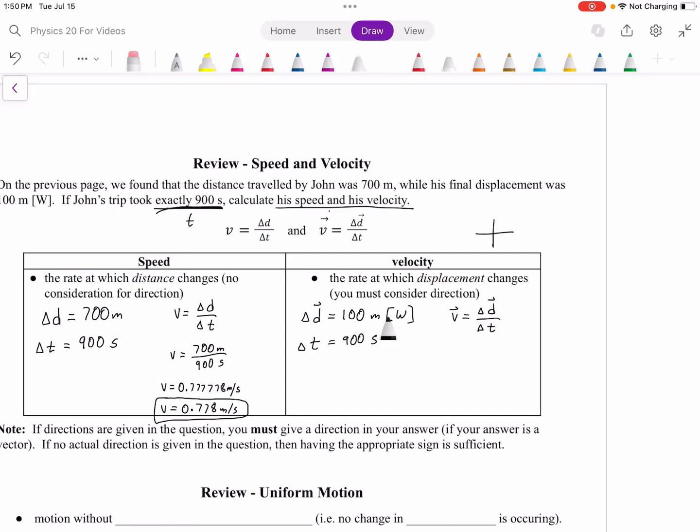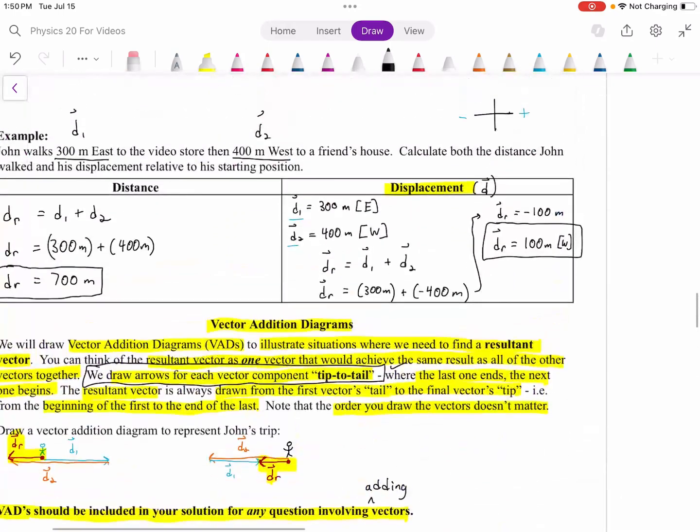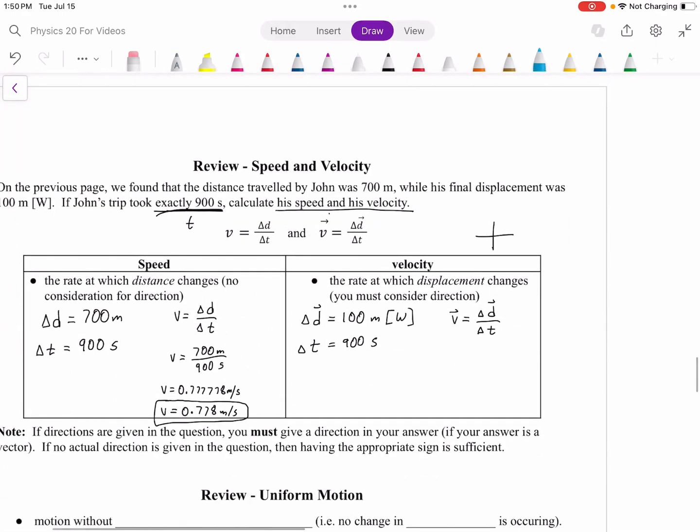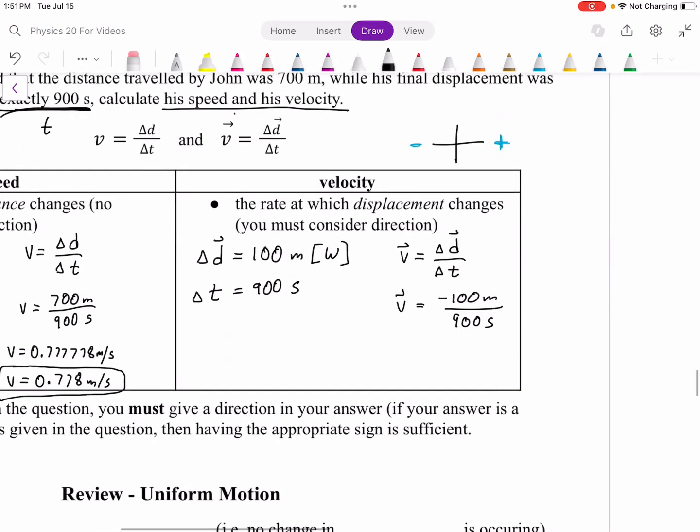So 100 meters to the west, I'm just going to be consistent with what we did up here. And I'm going to define west as negative and east as positive. That's kind of the default unless you clearly label it some other way, okay? So that means I don't have a west button on my calculator, but I can put in that this 100 meters to the west, we're going to represent that as a displacement of negative 100 meters over a time of 900 seconds. And that's going to give me that my velocity is negative 0.11111 meters per second when I calculate that out.